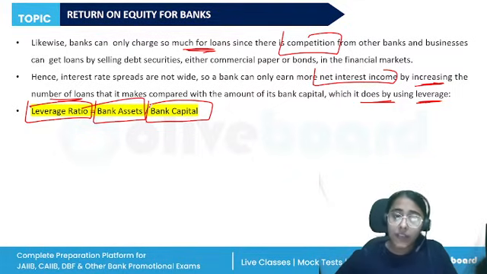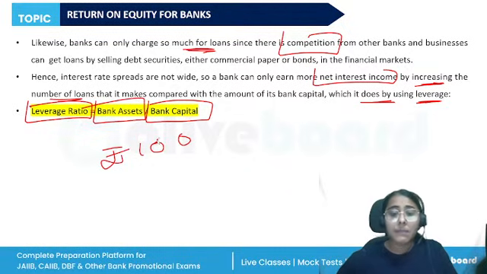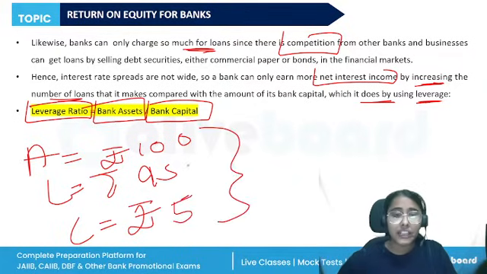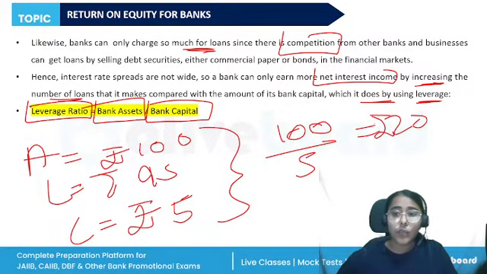All right. For example, let's say the bank's assets are rupees 100, and the bank liabilities are rupees 95. So these are the assets and these are the liabilities. And the bank capital is rupees 5. So we can simply calculate the leverage ratio by dividing the bank's assets by the bank capital. So this will give us 20. This is the ratio. So the leverage ratio is 20 to 1. What will this mean?